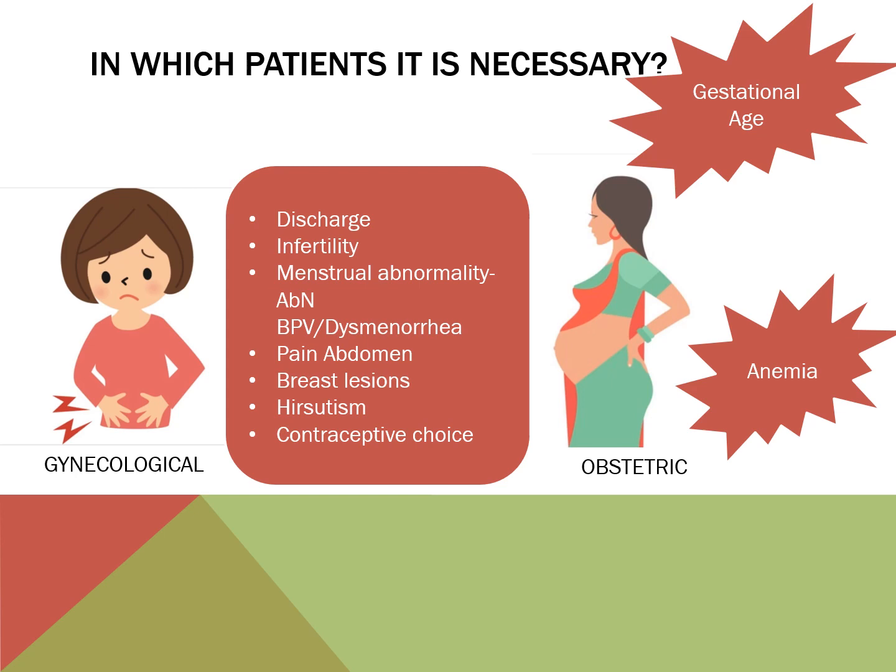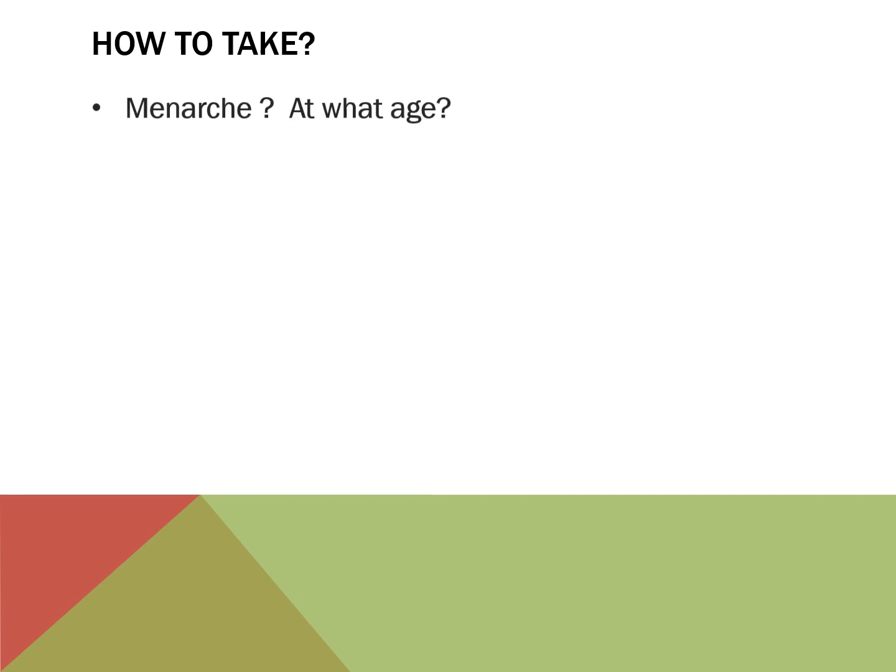Next is how to take the history. First ask at what age the patient had menarche. Was there any history of precocious puberty or delayed puberty? The next thing is her last menstrual period. This will rule out any amenorrhea.